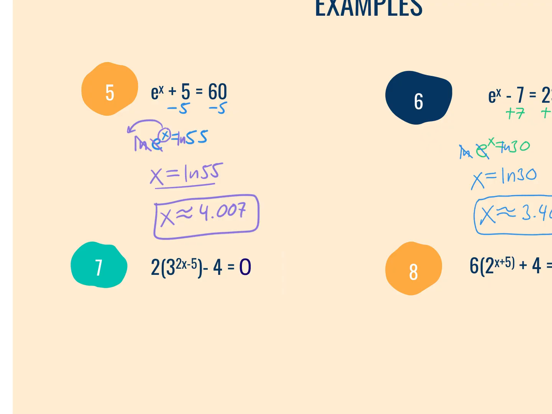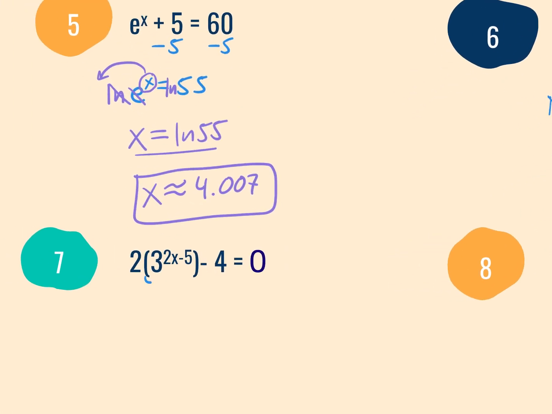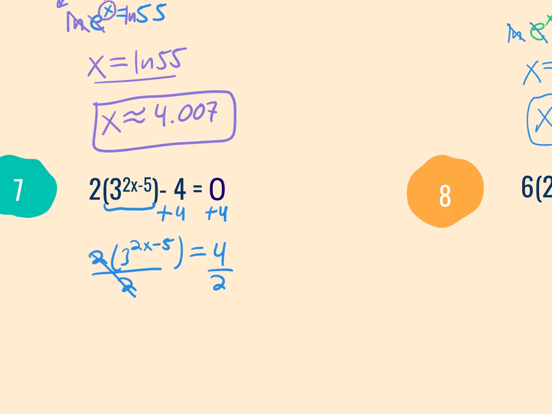This just requires a little bit more steps than some of the others, but still the idea is the same. You want to get whatever has the exponent, in this case the 3, completely by itself. So isolate it, right? Let's add 4 on both sides. And then we get 2 times 3 to the 2x minus 5 equals 4. And then we have a lingering 2 out front that doesn't have an exponent, so I can divide both sides by 2. That cancels out, and then we get 3 to the 2x minus 5 equals 2.